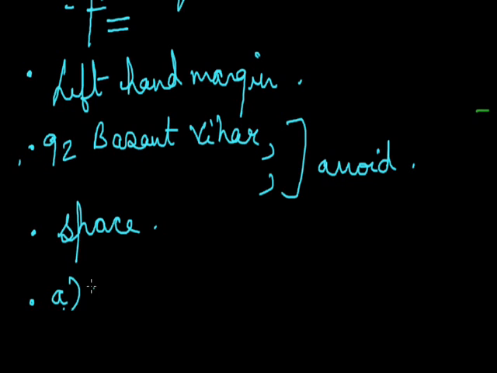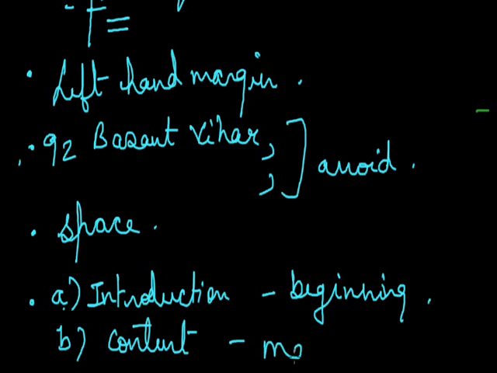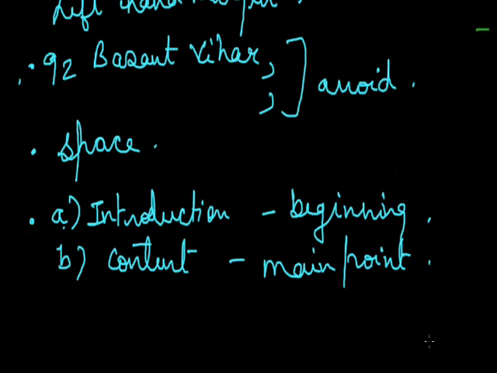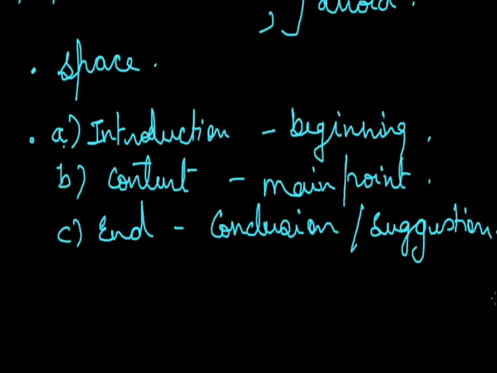First, you are giving the introduction, that is the beginning when you're writing a letter. Second is the content. The main point, for what purpose you've written the letter, should all be expressed in the second paragraph. Third is the end, the concluding part. If you are writing the letter for something you demand, you'll conclude. And if you're suggesting something, your suggestions are supposed to be mentioned at the last.